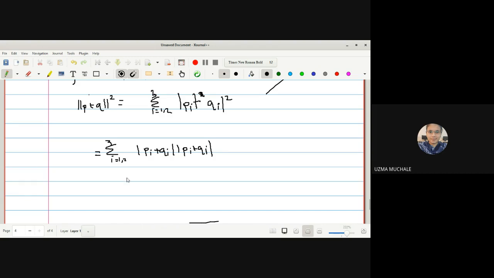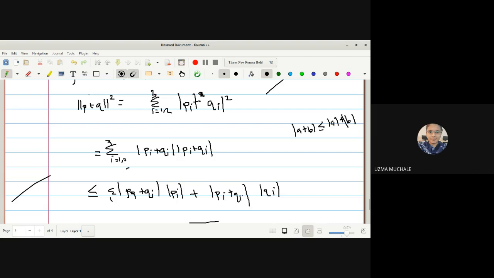Correct? Now we know that mod of A plus B is less than or equal to mod A plus mod B. You know this property, so we can write it is less than or equal to this summation as it is, (Pi plus Qi) into (mod of Pi plus mod of Qi). Simply I have evaluated one step.